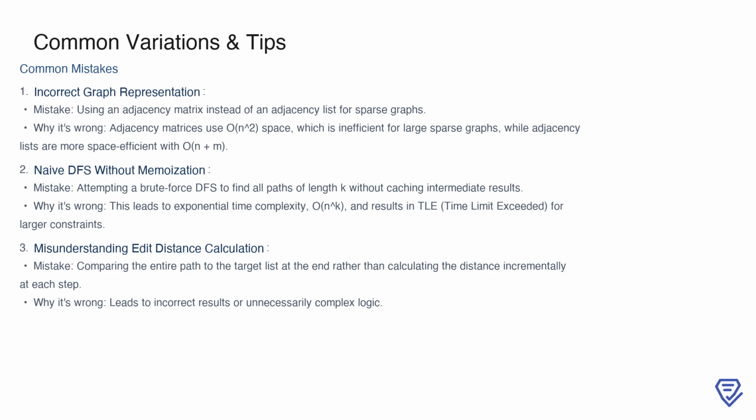Adjacency lists, on the other hand, only use n plus m space, making them much better suited for sparse graphs. Another mistake is attempting a naive depth-first search without memoization. This approach tries to explore all possible paths of length k, but without caching intermediate results, the time complexity balloons to n to the power of k, which is infeasible for larger constraints and will likely result in time limit exceeded errors. Lastly, misunderstanding how to calculate the edit distance incrementally can lead to incorrect results or overly complex logic.